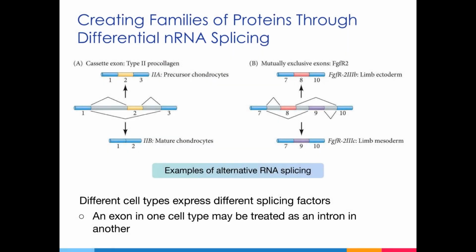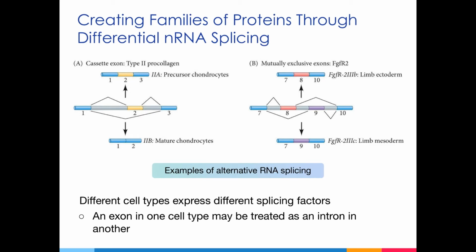For example, the nuclear RNA for the structural protein type 2 procollagen is processed into different splicing isoforms in precursor cartilage cells, or chondrocytes, compared to mature chondrocytes. This difference is the result of the presence of different splicing factors. Precursor chondrocytes express splicing factors that bind to the 5' and 3' splice sites in both introns. But mature chondrocytes only express the splicing factors that can recognize the 5' splice site of the first intron and the 3' splice site of the second intron. So exon 2 is removed along with the 2 introns.